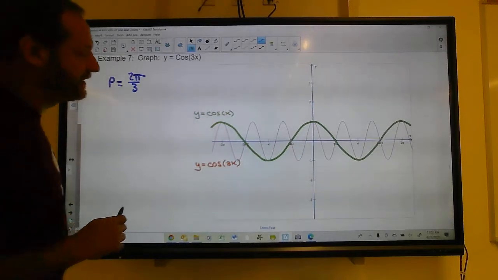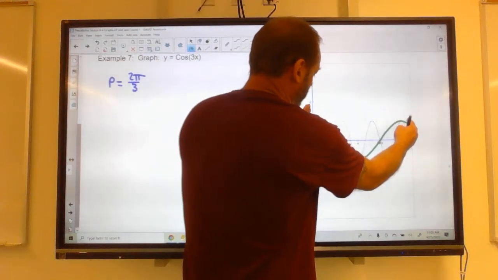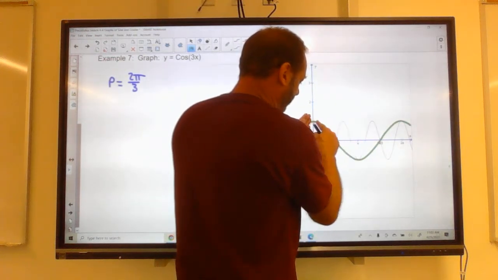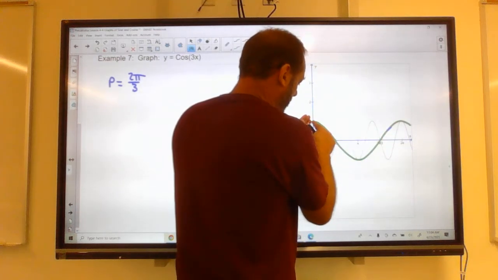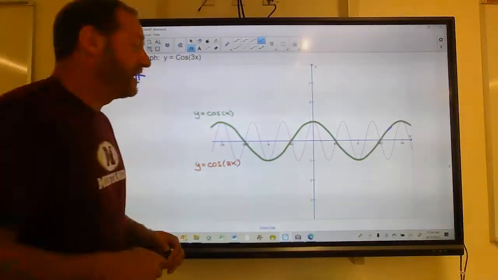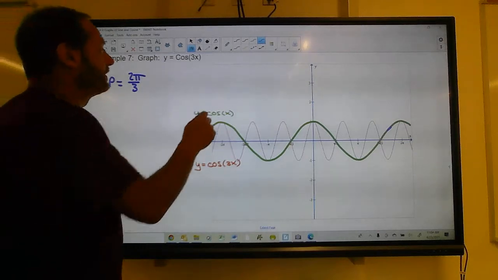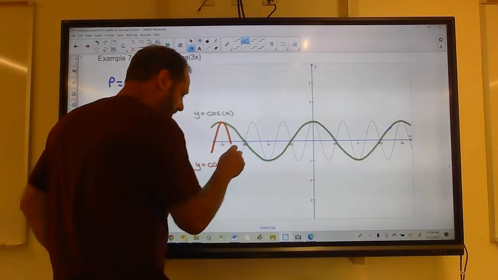Which basically means, here's my original period. I've got to get all that in 2/3 of a pi. So here's a pi, there's 2/3 of a pi. I get a full cycle from 1 down to -1 back to 1 in 2/3 of a pi. Now this is actually kind of a tough one to graph. Let's redraw it so that you can make sure you see it well.